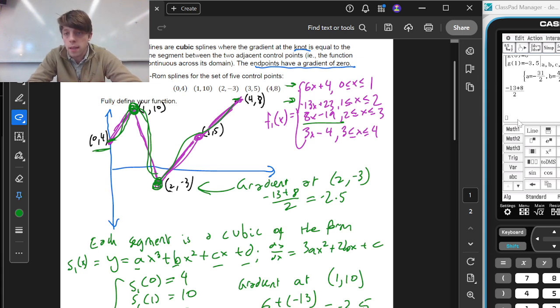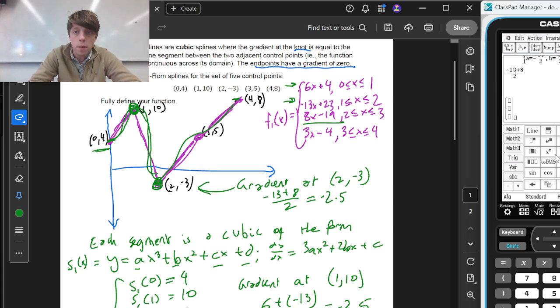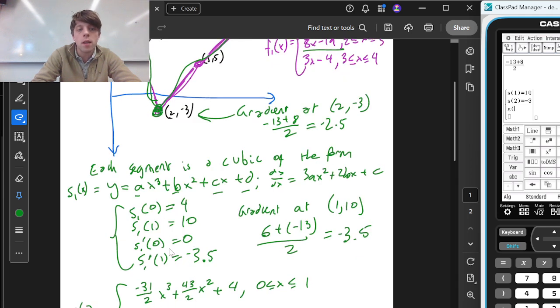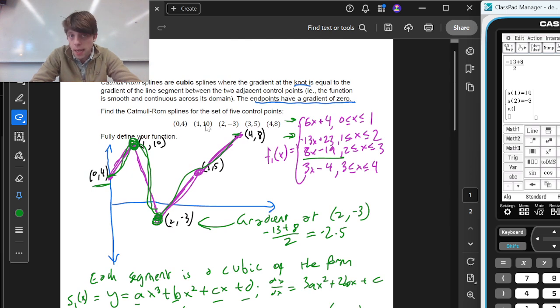And that's actually all we need to sort out what this function will be. We can just use the same functions that we had before. They're still stored in the system. So when x is equal to 1, y is equal to 10. When x is equal to 2, y is equal to -3. So those are the two points that lie on the curve. With regards to the gradient, we know that the gradient when x equals 1 needs to be -3.5. So this needs to be the same as the previous spline.